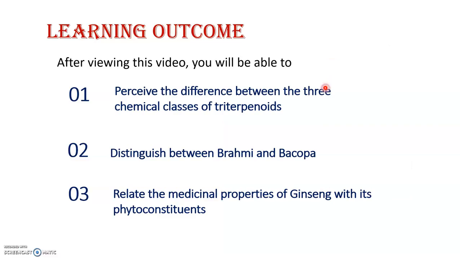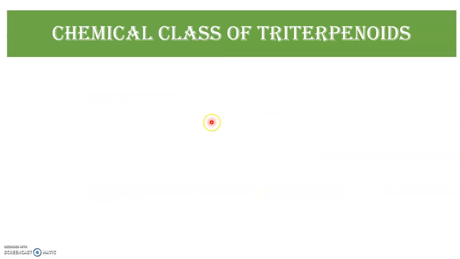After viewing this video, you will be able to perceive the difference between the three chemical classes of triterpenoids, distinguish between Brahmi and Bacopa, and relate the medicinal properties of ginseng with its phytoconstituents. So, let's go to the first topic, the chemical class of triterpenoids.